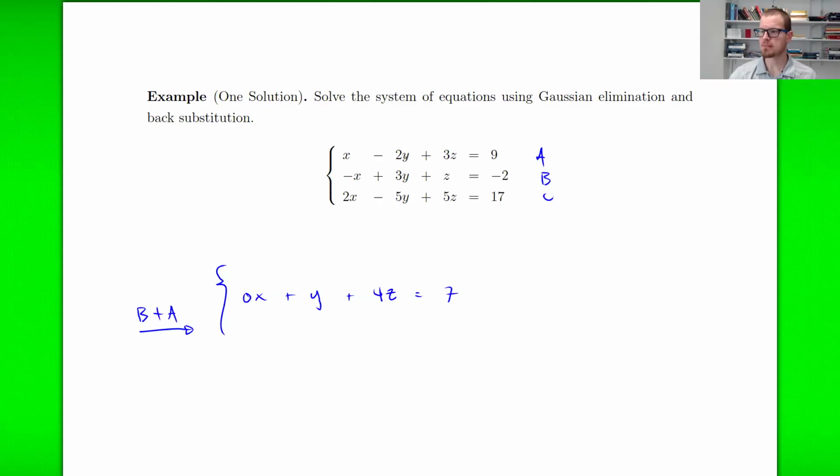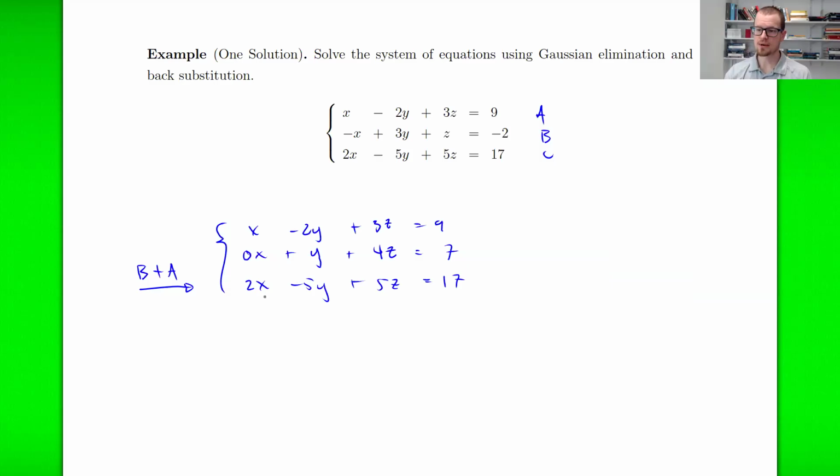I still have x minus 2y plus 3z is equal to 9 for the first equation. And for the last equation, I still have 2x minus 5y plus 5z is equal to 17.